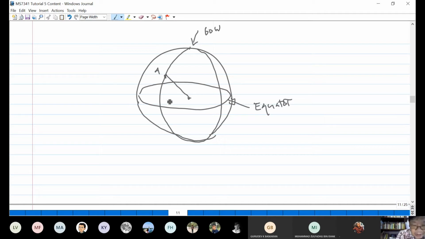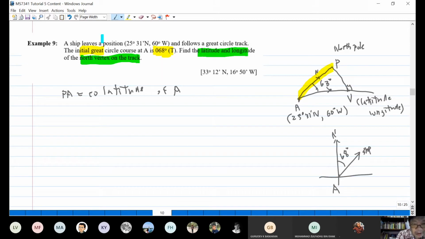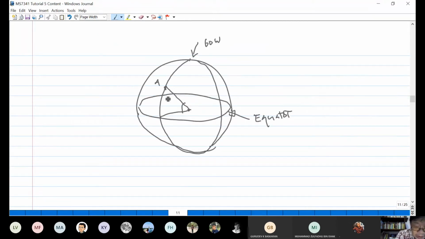What is the latitude of A? Okay, from the question, the latitude of A is 25 degrees 31 minutes north. That means that this angle here is 25 degrees 31 minutes. This is how you know the latitude is measured from the equator. Latitude is measured from the equator, and this is the North Pole. The North Pole is on top here. So the line is a meridian, 60° west here.